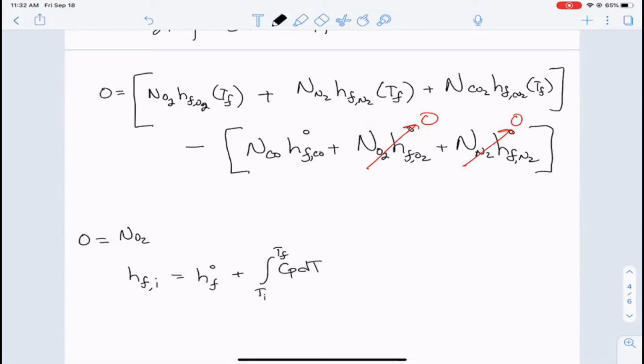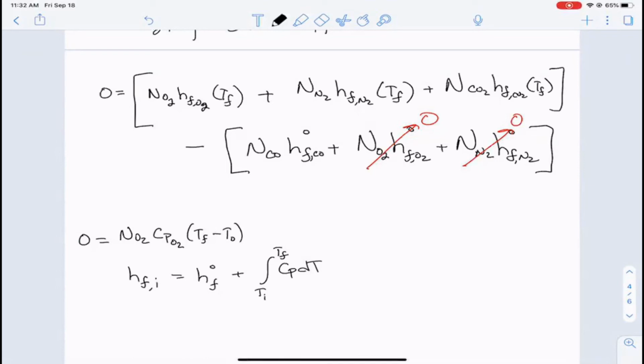So for oxygen, the standard heat of formation is just equal to 0. So now for oxygen, all that we're left with is that particular term, right? This integral of Cp dT. And since the heat capacity is equal to a constant, we can just make that Cp times delta T. So this becomes the number of moles of oxygen times Cp oxygen times T final minus T0, or the standard temperature.